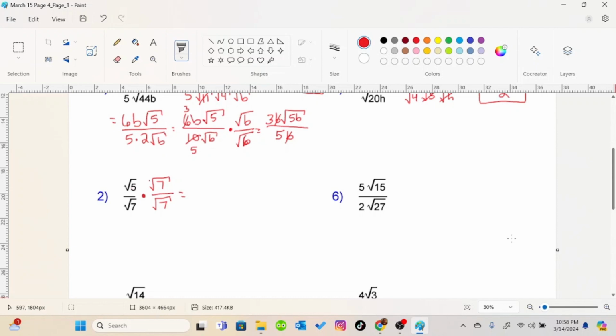So square root of 5 times the square root of 7 becomes the square root of 35. And on the bottom, the square root of 7 times the square root of 7 becomes 7. So our final answer is square root of 35 over 7.